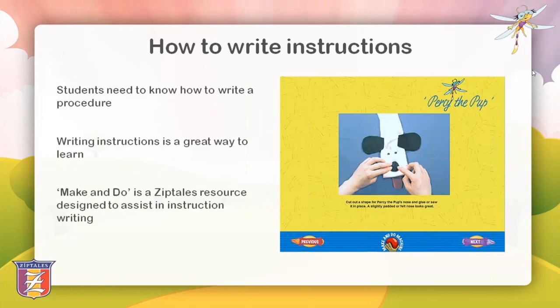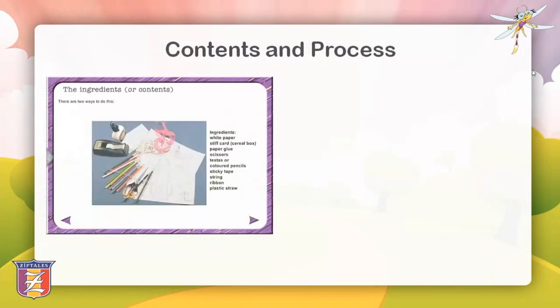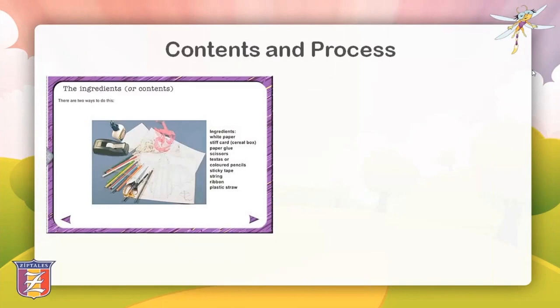Now, ZipTales has a whole functionality or area of its library devoted to procedural texts. It's called Make and Do. However, while working through one of the projects outlined there, such as making a sock puppet or origami, will exercise the skill, it will not teach how to do it. This lesson, in Right Time, teaches instructional writing.